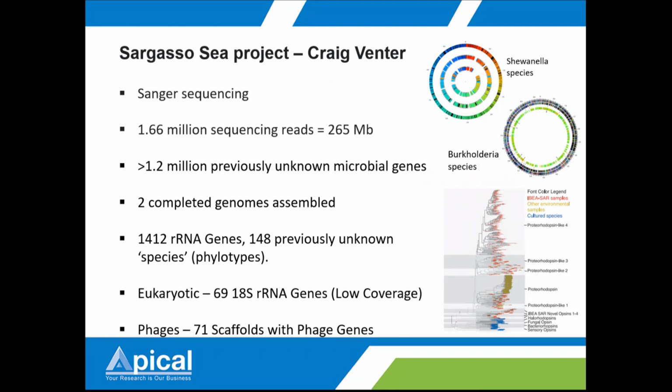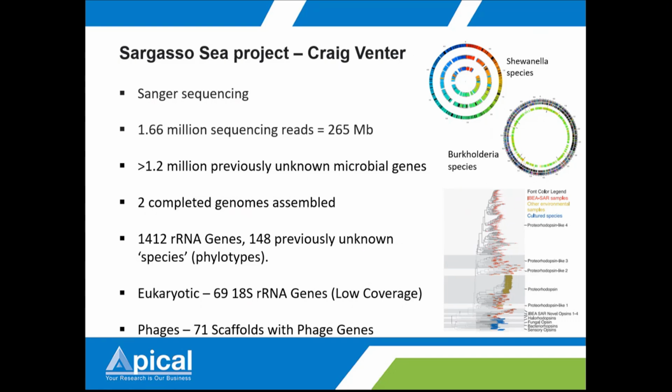And from these 1.6 million reads, he was able to assemble them and managed to get two complete genome sequences. This is a mixture of microbes, or we might call it a MAG. He managed to get a MAG of a Shewanella species as well as a Burkholderia species from the marine sample. Additionally, he also found about 1,412 ribosomal genes, which represent 148 previously unknown species.